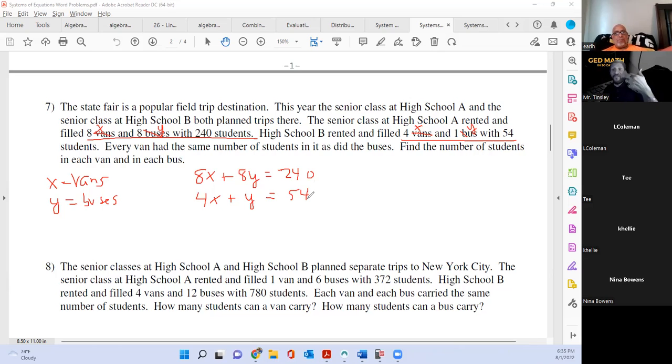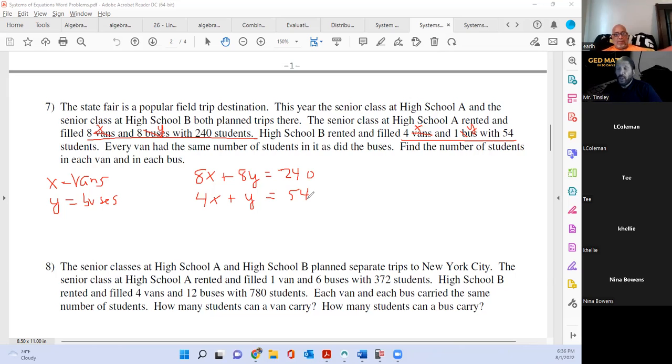So from this incredibly hard problem that looked impossible a second ago, if you understand the steps, identifying your variables or identifying your unknowns, this is what we do. We identified vans as X, buses as Y, and then we plugged everything in. We now have our 2 equations. So we have 8x plus 8y equal 240. We have 4x plus y equal 54.